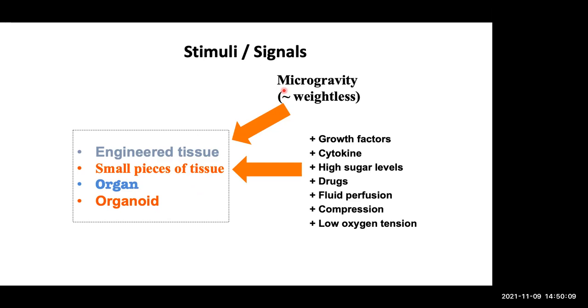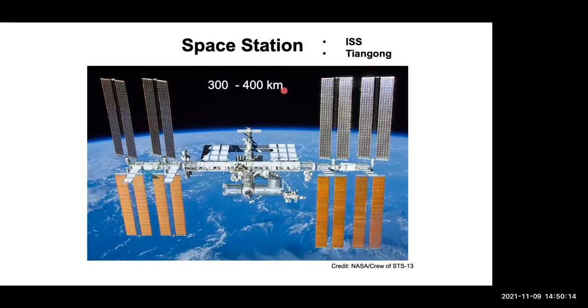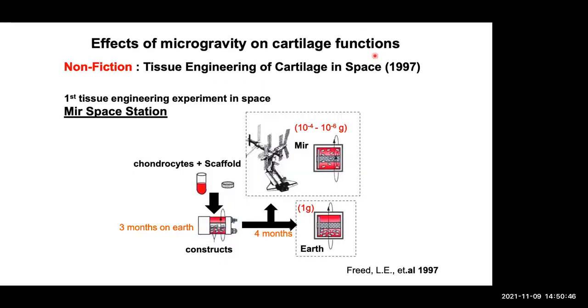But the scientists in the 90s have done that. They managed to do it by going to space. What they did is they brought the bioreactor and cartilage to the space station. Back then it was called the Mir Space Station, but now it's not there anymore. They have the International Space Station and Tiangong in China, and I know other countries have their own space stations up there. But this is what the scientists were doing in 1997.